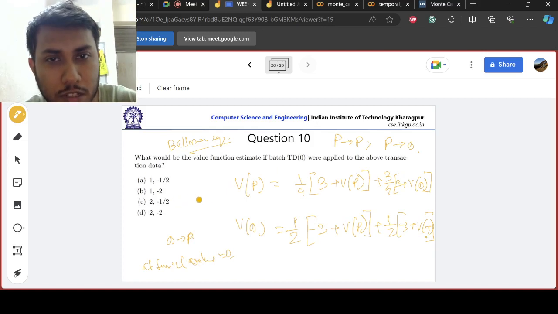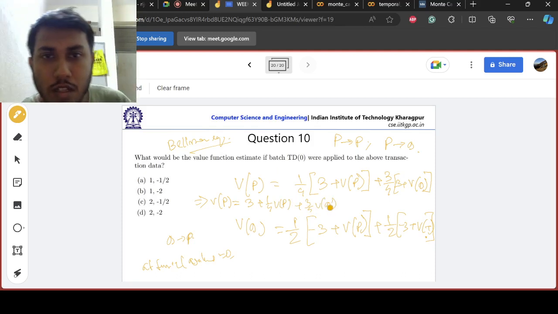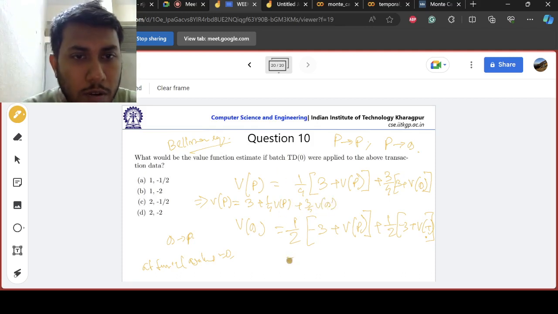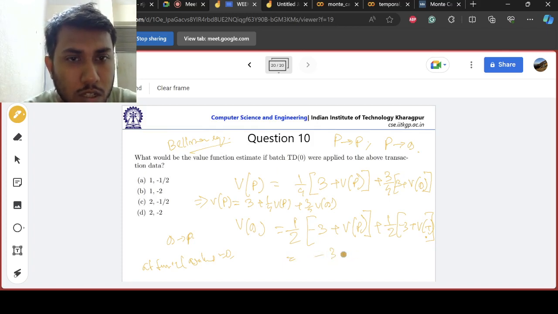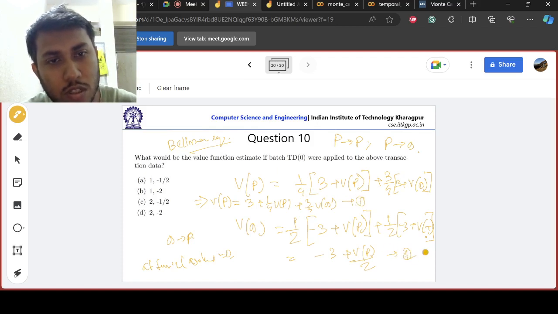If you simplify these equations, this one will come out to be V of P equals 3 plus 1 by 4 V of P plus 3 by 4 V of Q. And this one will come out to be V of Q equals minus 3 plus V of P by 2. Now you just need to solve equation 1 and equation 2.